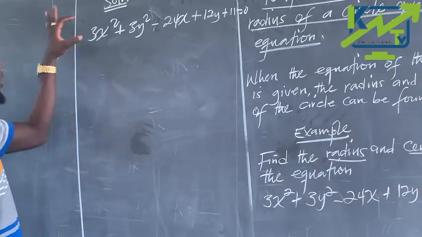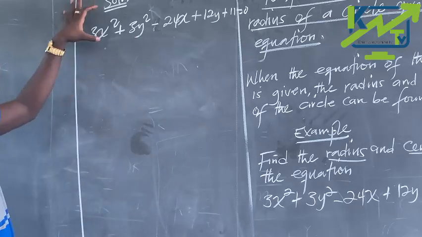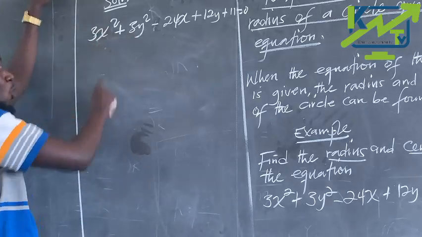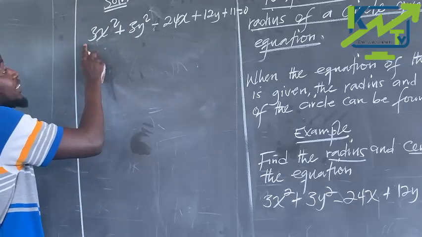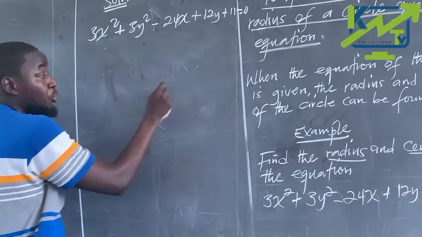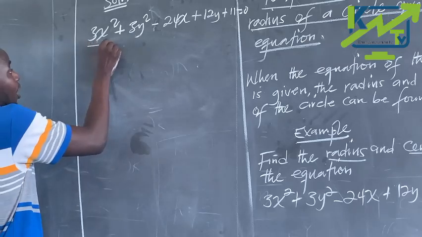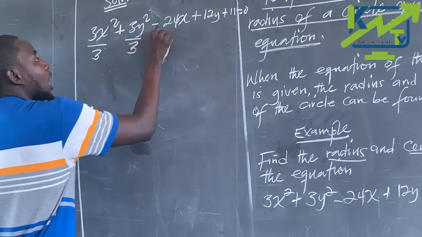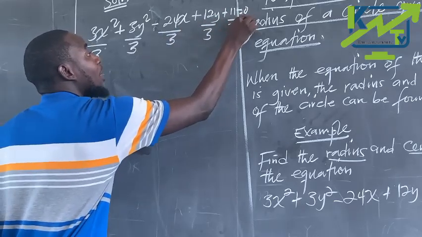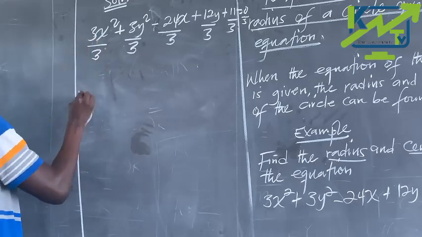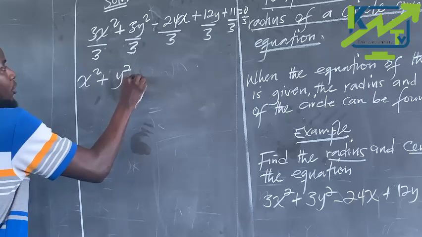Before we find the radius, we need to make sure that the coefficient of the square terms is 1. You need to make sure that the coefficients of x squared and y squared are 1. To make these coefficients 1, you need to divide everything by 3, so that the coefficients of x squared and y squared are unity. I divide this by 3, this by 3, this by 3, even the 11 by 3, and even the 0, all the terms.